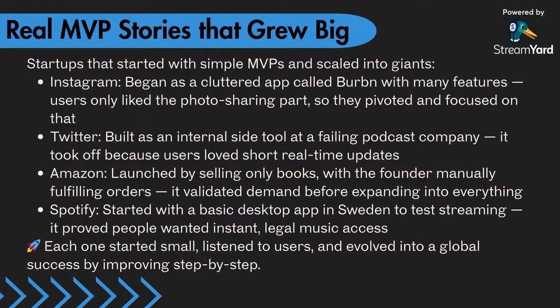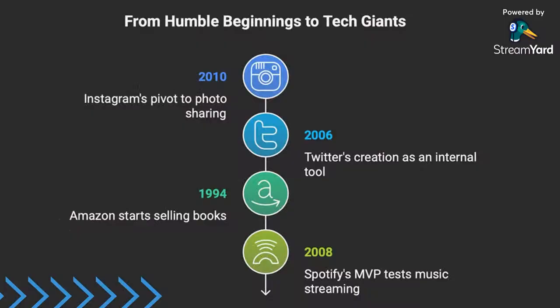So now we'll look at some more real MVP stories that grew big. You all might have heard about Instagram. So Instagram wasn't always the clean photo sharing app that we know. It actually began as a messy app called Bourbon, which had too many features: check ins, plans, rewards, and photo sharing. But the team noticed users only cared about one thing: posting photos. So they pivoted and launched a stripped down version focused only on photo sharing. And that's what exploded.